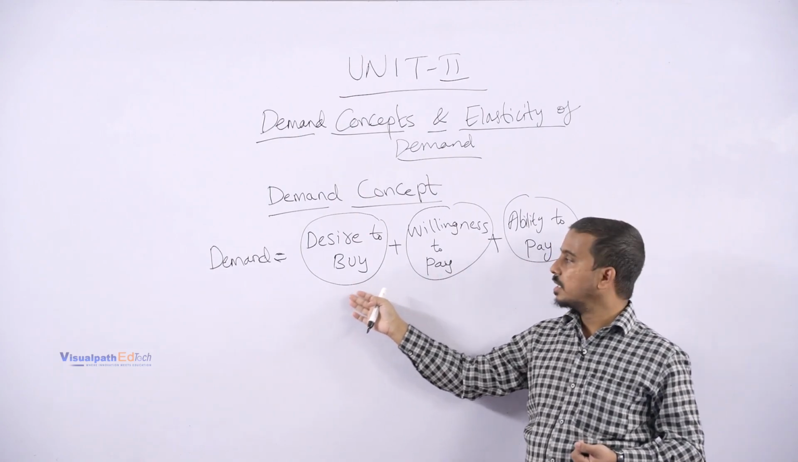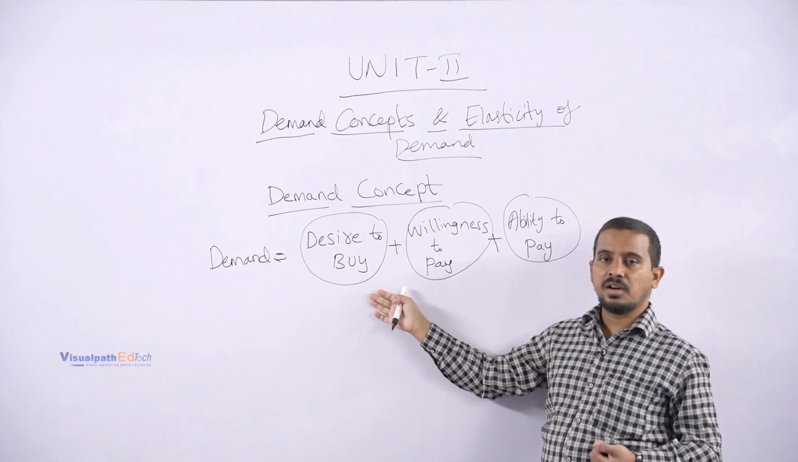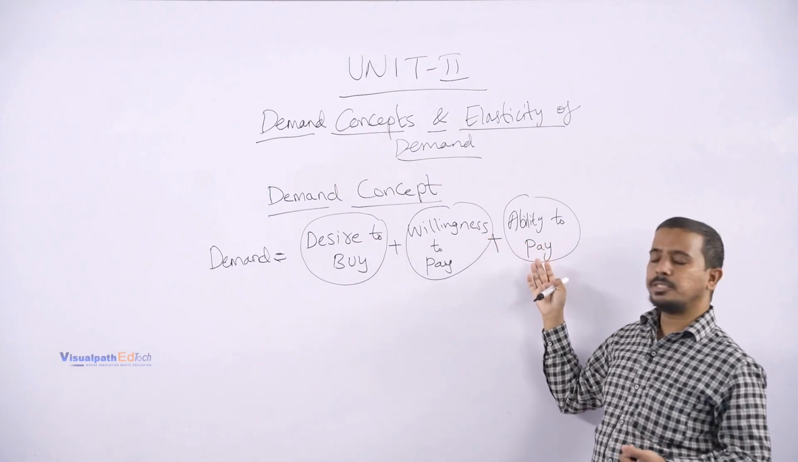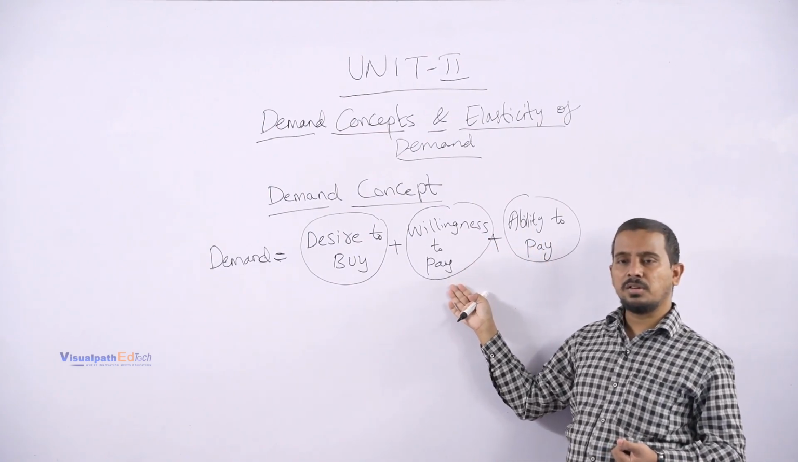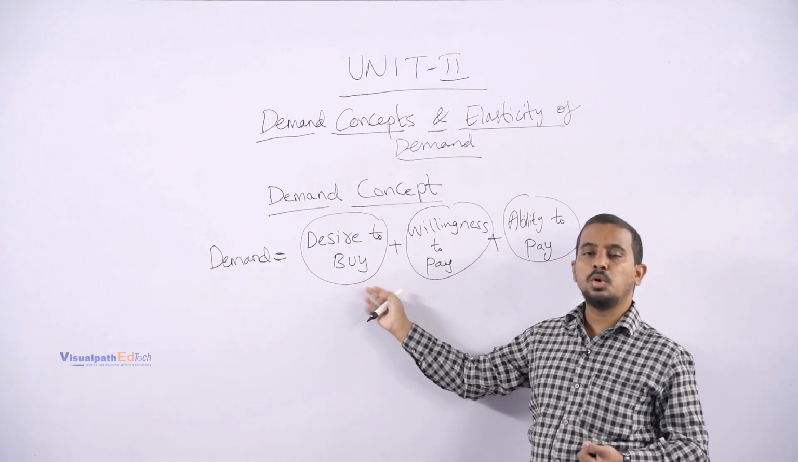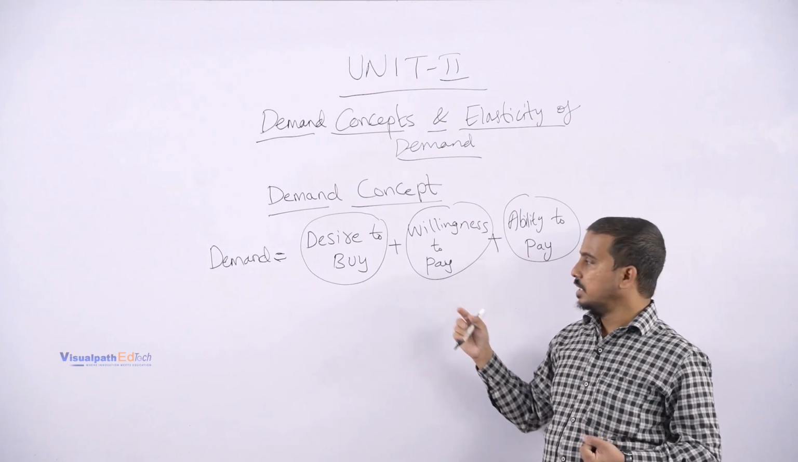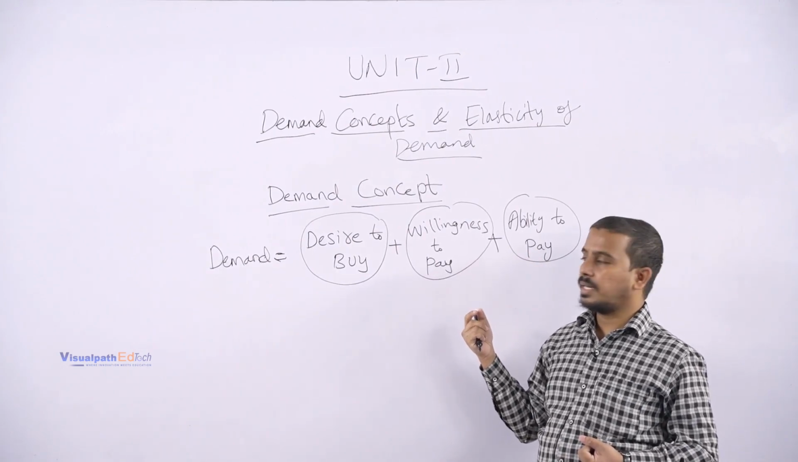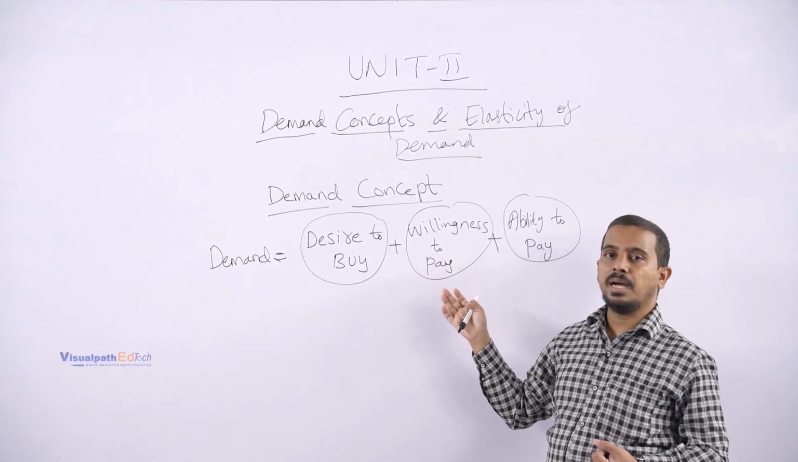Suppose a person wants to buy some refrigerator or a car. He has the ability to pay, he is a very rich person, and he has a willingness to pay also, but he has no desire to buy, he doesn't want to buy. So ability to pay alone also will not create demand in the market. All three conditions should be met to create demand in the market.